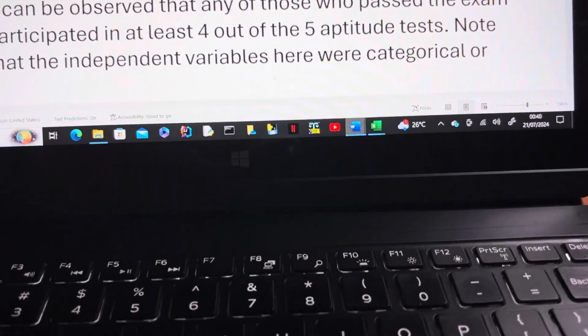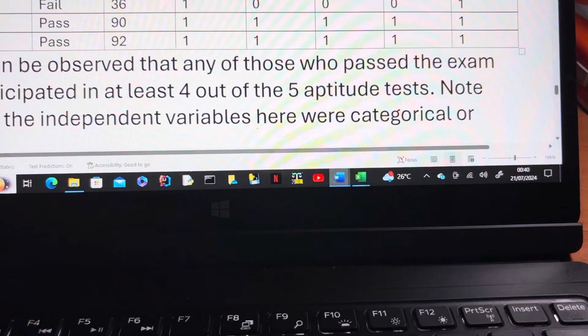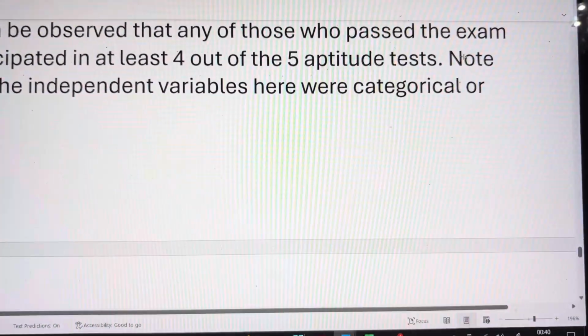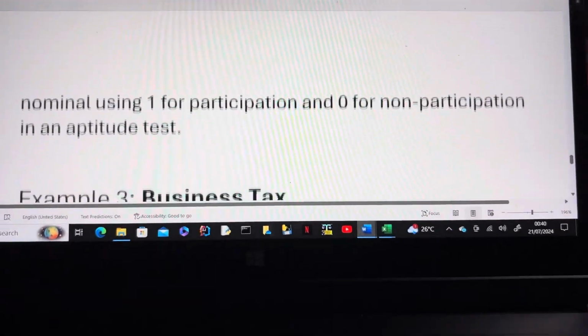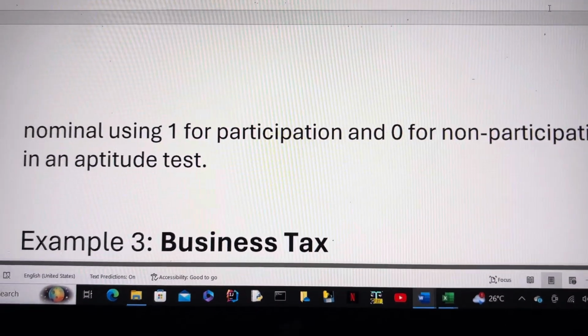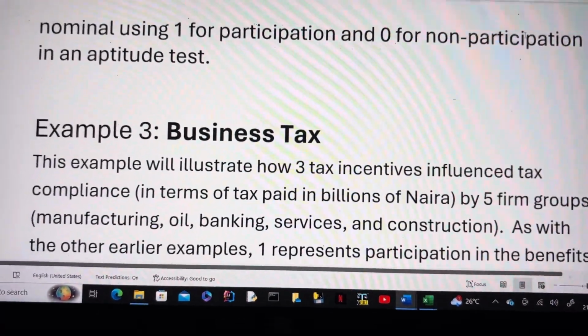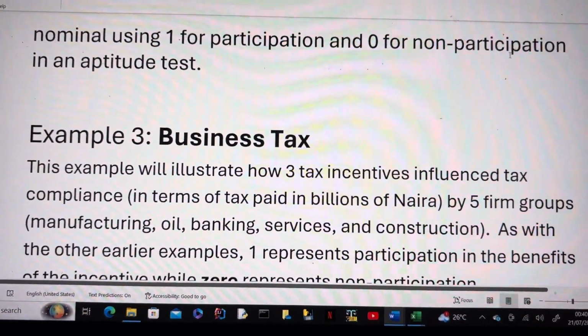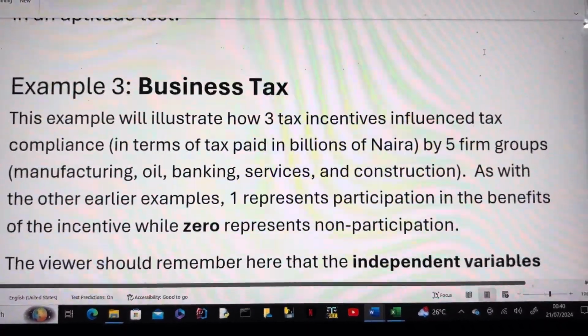Yes, the independent variables are categorical, or nominal, using 1 for participation and 0 for non-participation in an aptitude test.